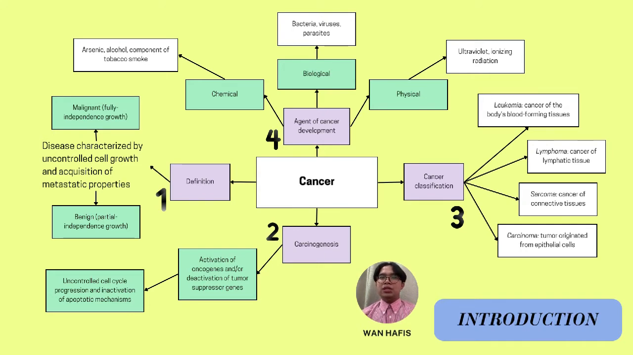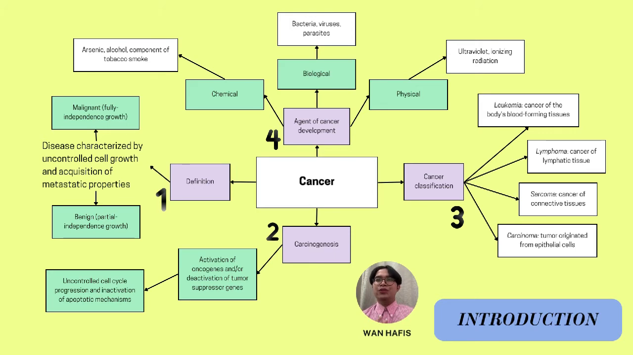Cancer can be benign, which is partially independent growth that tends to grow slowly and not spread to other parts, whereas malignant cancer is fully independent tumor growth that rapidly grows, invades and destroys normal tissue, and spreads throughout the body. The manifestation of cancers, or carcinogenesis, in most cases is associated with the activation of oncogenes and or the inactivation of tumor suppressor genes, leading to uncontrolled cell cycle progression and the inactivation of apoptotic mechanisms.